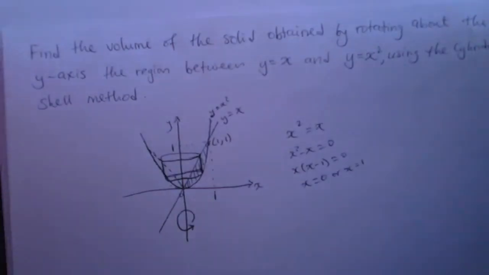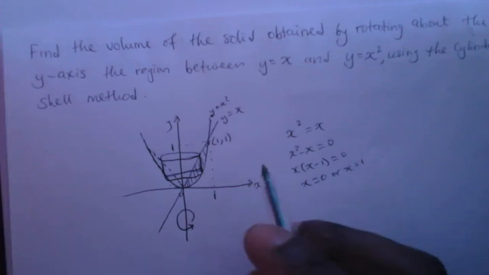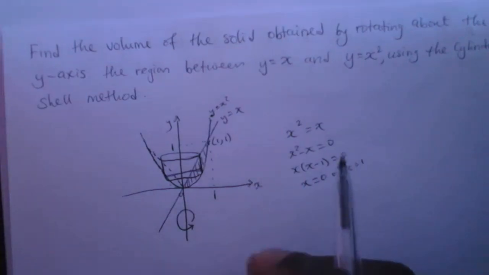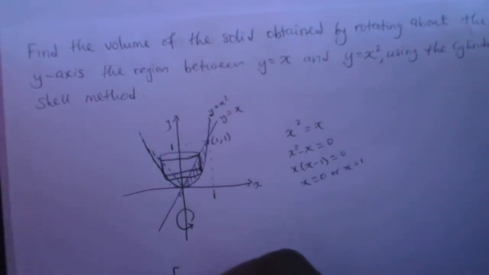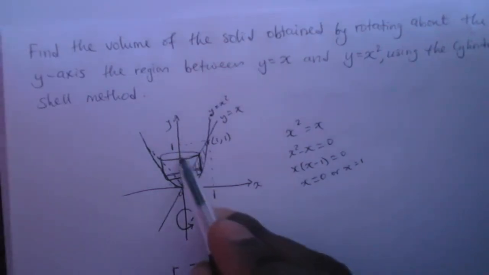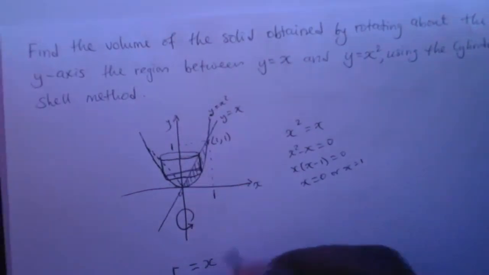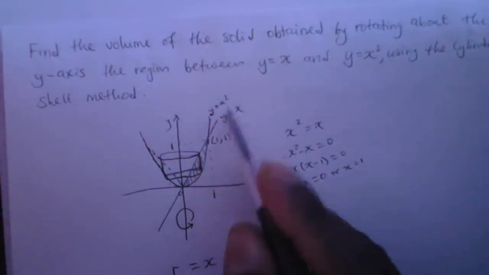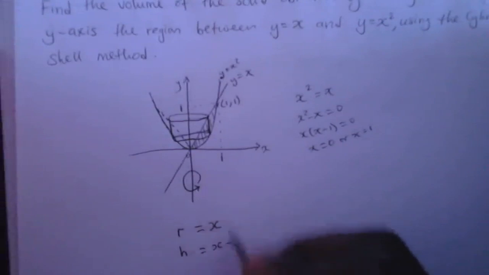Alright, now to solve this, remember that to find the volume, we need to find the radius, and we need to find the height. Alright, so what's the radius here? The radius, if you notice this distance here, is just some x value, and the height is the distance between the two graphs. So it's top graph, which is the straight line graph, minus the bottom graph, which is the parabola.